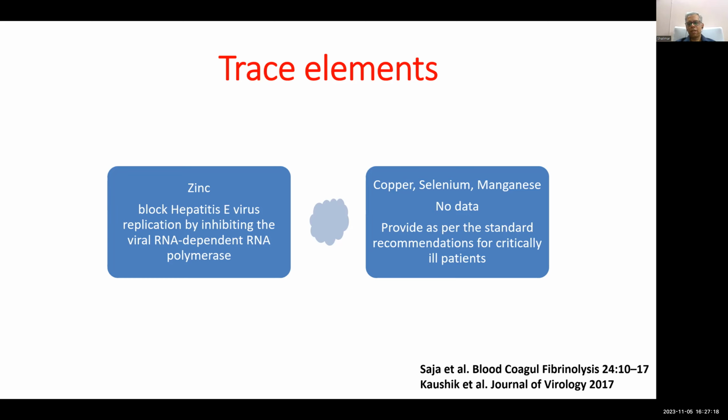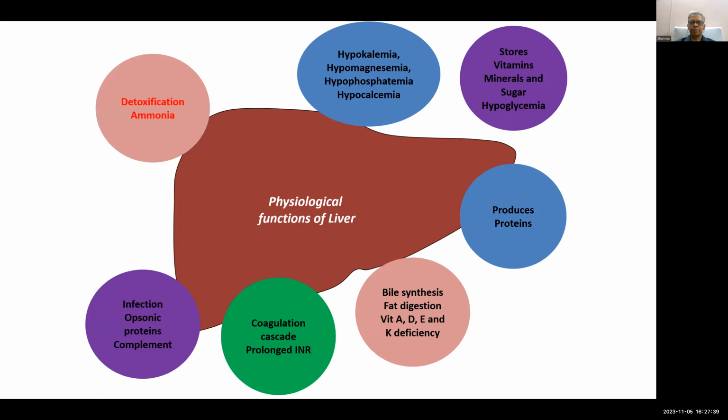And we know that other trace elements, including copper, selenium, manganese, as you do in any critically ill patient, you need to take a call for supplementation for these. Though there is no data to suggest any benefit, there's also no data to suggest harm. So as you supplement in any critically ill patient, you continue supplementation for these patients also.